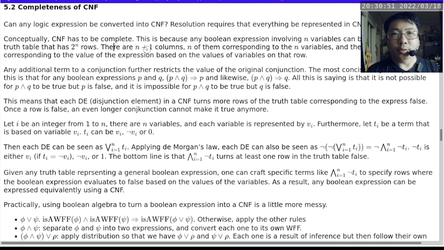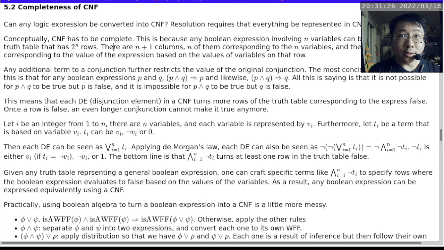So we are going to start with this statement here. This is because any Boolean expression involving n variables can be represented by a truth table that has 2 to the power of n rows. There are n plus 1 columns, n of them corresponding to the n variables, and the extra one corresponding to the value of the expression based on the values of variables on that row. Alright, so we'll go ahead and digest this particular paragraph by using an example.